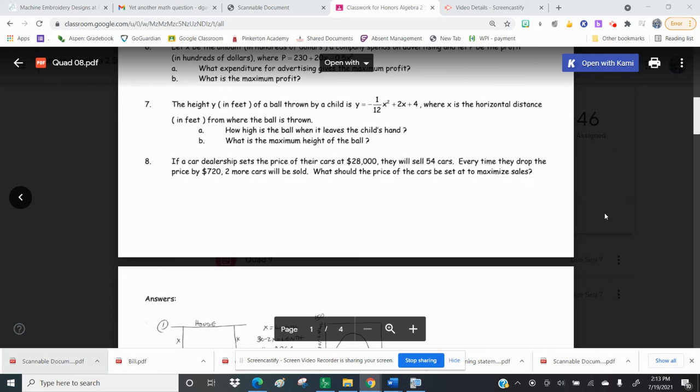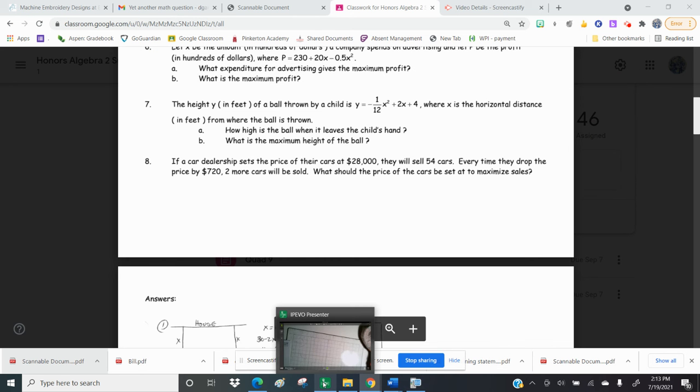All right, so this is number 8 on quad 8. And this is one of those min-max kind of problems. If a car dealership sets the price of their cars at $28,000, they will sell 54 cars. Every time they drop the price by $720, they will sell 2 more cars. What should the price of the cars be set to maximize their sales?